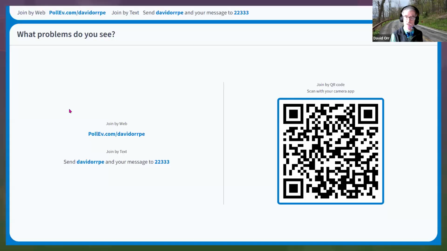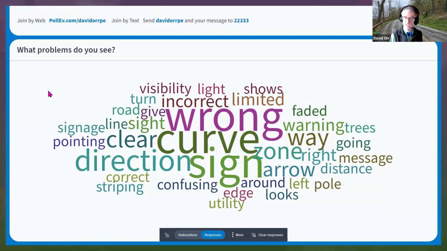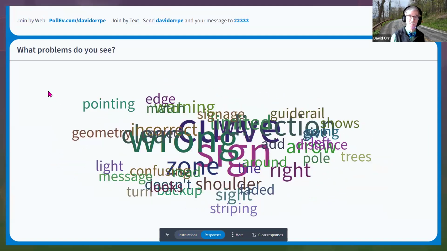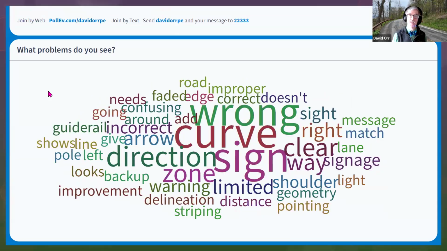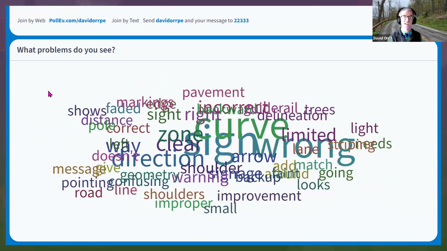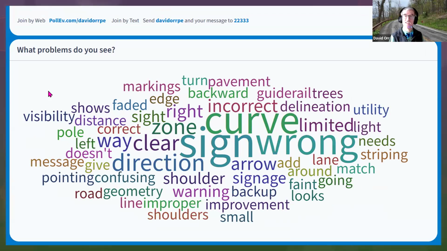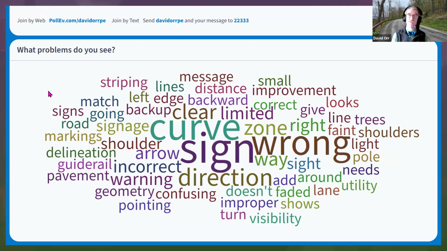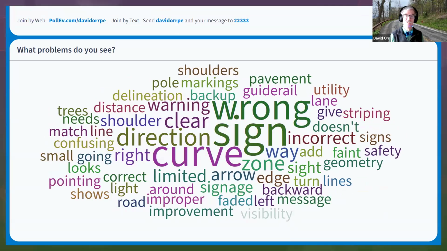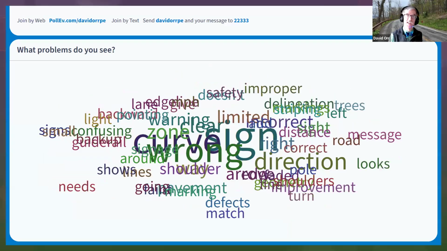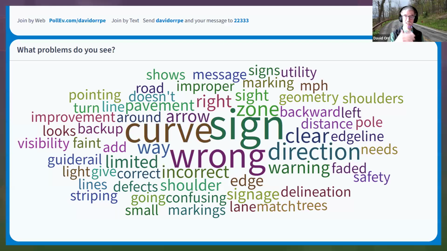Okay, I'll come over here and I'll click on responses and see what you've come up with. Oh, all kinds of fun stuff here. Yeah, there's a wrong curve. It's pointing in the wrong direction. There's no delineators. There's limited sight distance. There's some utility poles in the way. Yeah, the lines are faded. There's only a line on one side. Yeah, it's all kinds of things to think about. It's confusing. Yeah. So there's all kinds of things to think about.